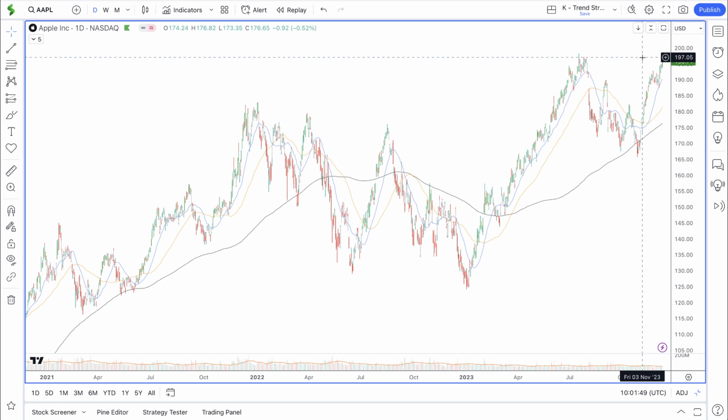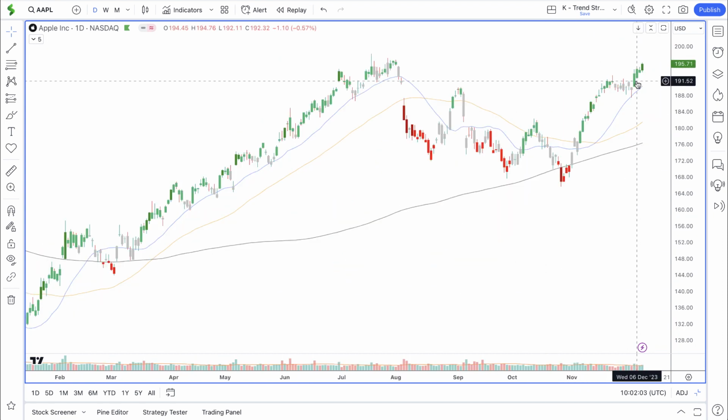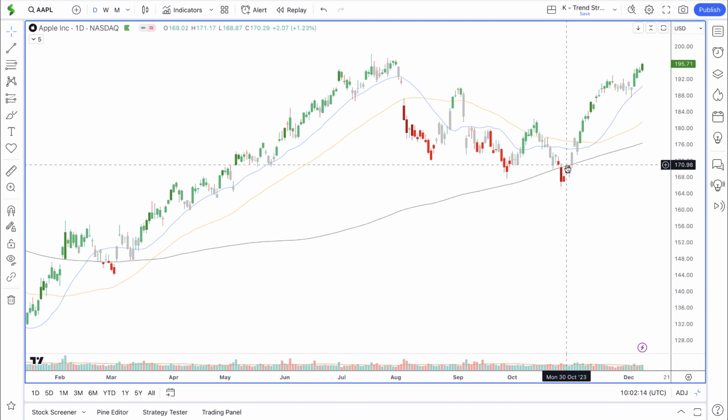Let's go down to the daily time frame now. And we can see here that the bars are green, indicating bullish momentum as well. Price is above the 20, 50, and the 200 simple moving averages. So here, back in October, price came down to the 200 simple moving average, used this zonal area as support before bouncing back to the upside.